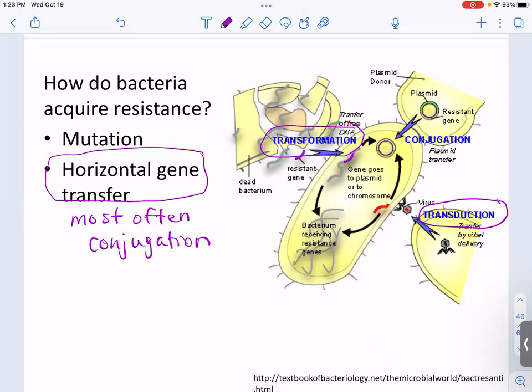So remember, if you have an F+ cell, that's a cell that can make that pilus, and that pilus will bring two cells together, a pore will open up, and the plasmid from the one cell can get transferred to the other, the fertility plasmid, as well as other maybe resistance plasmids. And that can happen between cells that are the same species or different species. So they can actually pass lots of information that way.